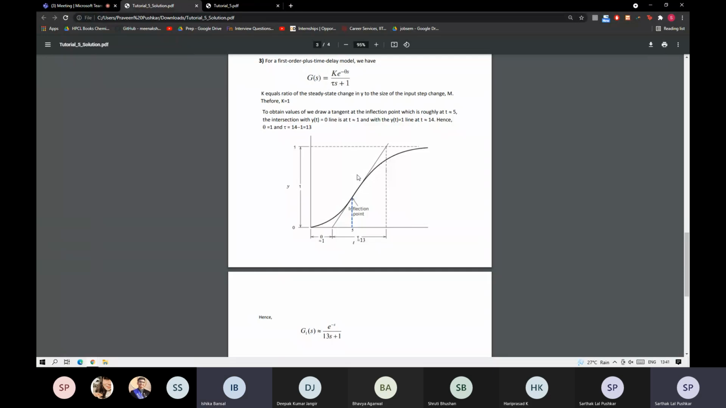Yes, sir, I understood the theta and tau part, but how did we calculate K is equal to 1? Okay, so now, if you go to the question, please go to the question.